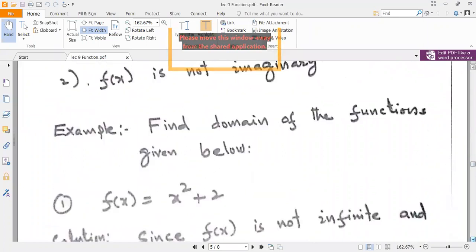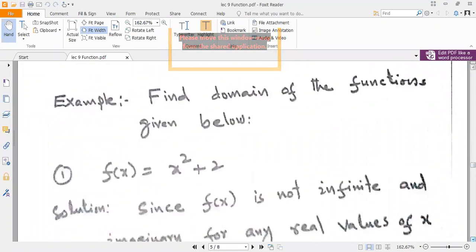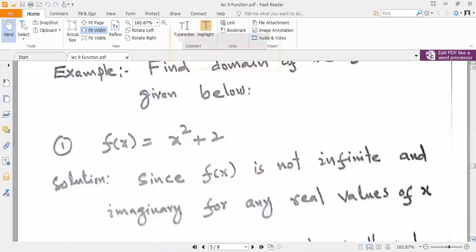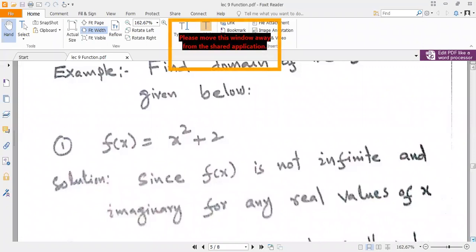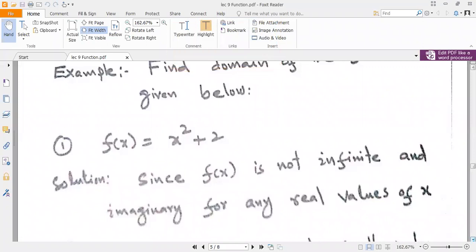Now find the domain of the function given below. Suppose f of x equals x squared plus 2. Now, f of x is not infinite. Why? Because this is not a fractional function, there is no denominator or numerator. If you put in any value, f of x will never be infinity, because infinity also comes when anything is divided by 0.